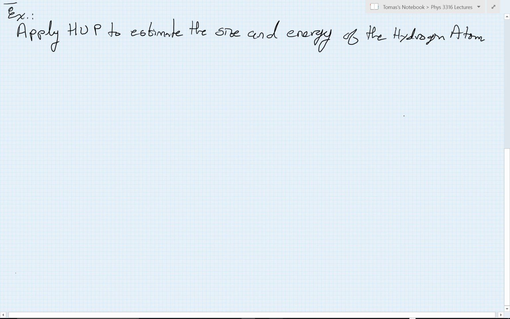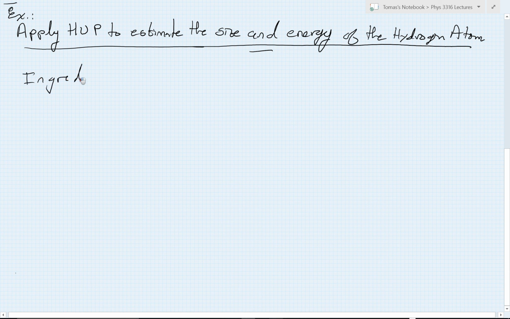So, let's now look at our example of applying the Heisenberg uncertainty principle to estimate the size and energy of the hydrogen atom. Of course, we need the basic ingredients to our problem. Much as we discussed at the beginning of the semester, we're going to bring together our two constituents, namely a proton, which is positive, and an electron over here.